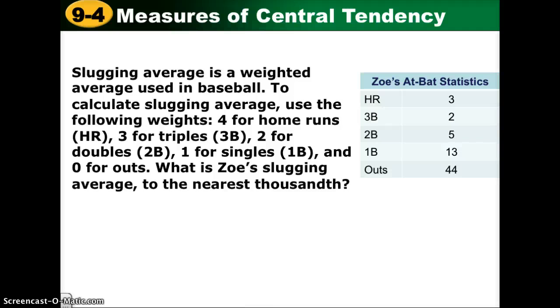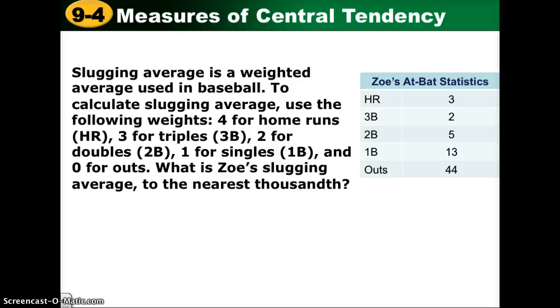Slugging average is something many of you have heard of. It is a weighted average used in baseball. To calculate a slugging average, use the following weights. 4 points for home runs, 3 for triples, 2 for doubles, 1 for singles, and 0 for outs. What is Zoe's slugging average to the nearest 1,000?